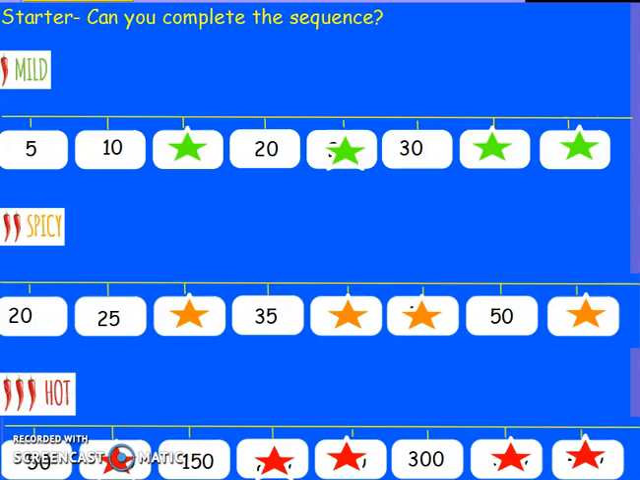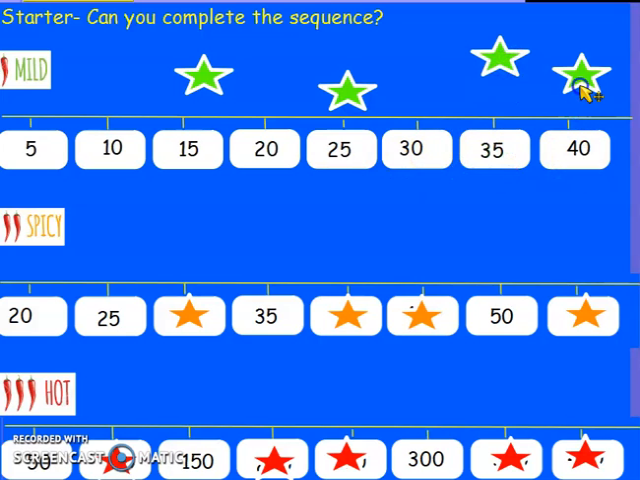Okay, let's have a look at the mild challenge. I hope you spotted that this one is going up in the 5 times table. Let's count together and see what the missing numbers are. 5, 10, 15, 20, 25, 30, 35, 40. Well done if you got that one right, Year 3. Give yourself a tick.